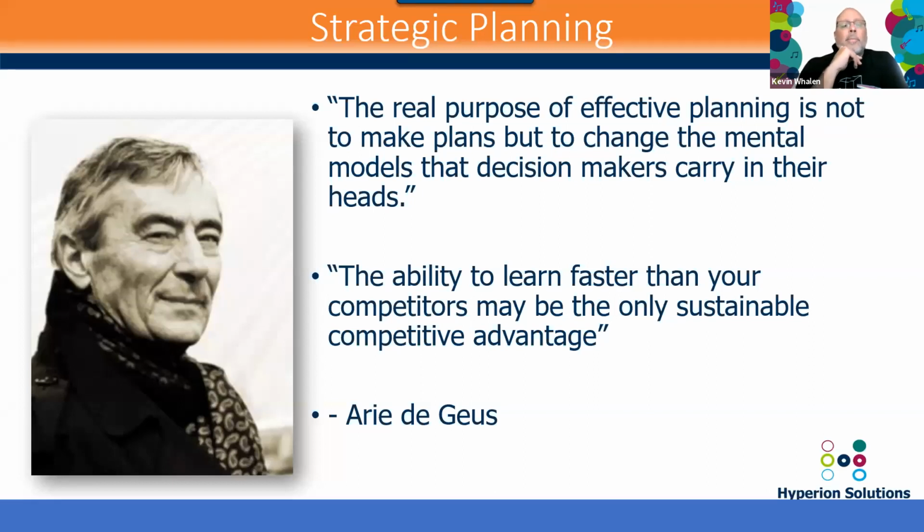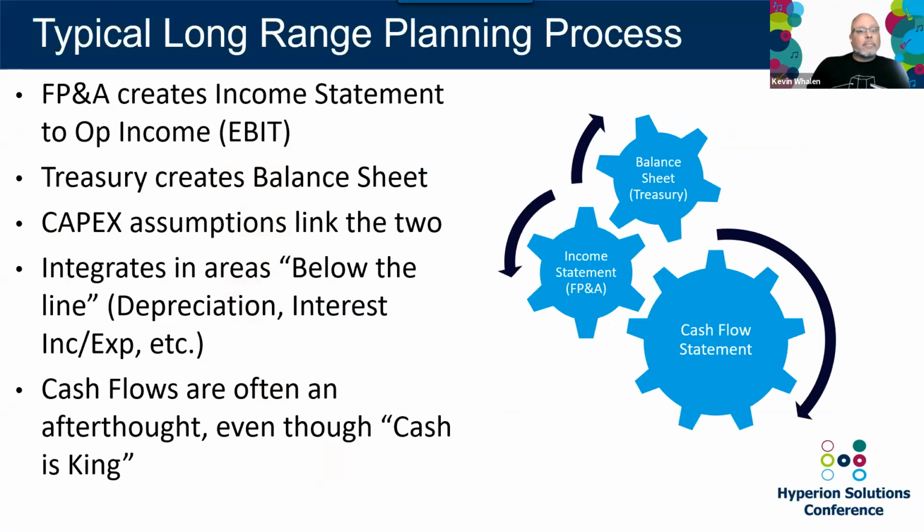So the real effective purpose, this is from one of the fathers of strategic planning, is not to make the plans, but to change the mental models that decision makers carry in their heads. In other words, we can just take numbers and they couldn't mean anything, but if you make a different decision on it, then there's a reason why you did that whole budget. And the ability to learn faster than your competitors is the only sustainable competitive advantage. And this is how some companies learn to change and other companies don't, and they die off.